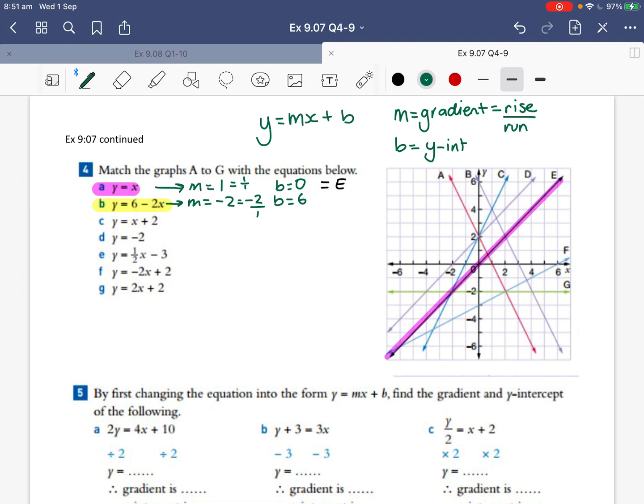So now on my graph, I am looking for where my y-intercept of 6 is, which is here. And then I'm going to rise -2, so that means fall 2, and then run 1. Fall, fall. And that is leading me onto this purple graph of B. So that means that equation B matches up with line B. So now you can have a go at doing C to G.